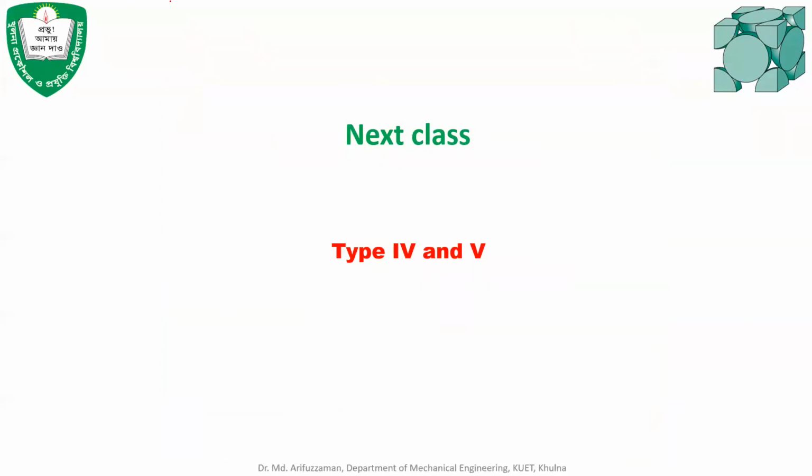So that's it for today, and in the next class we'll see type 5. We have already seen type 4, so it will be types 5, 6 and 7. There will be three type diagrams we will study in the next lecture.